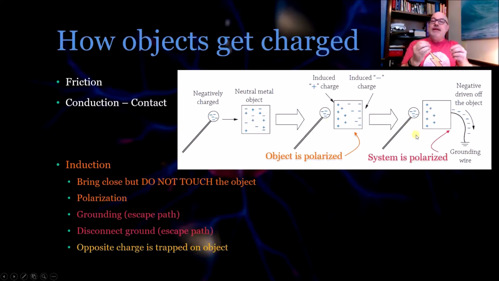So to complete the process of induction, you have to do one last thing. You have to disconnect the ground. Okay? If I disconnect this escape path, then these positives are trapped. These negatives can't come back on. And so induction is a way to charge something the opposite sign charge of what you have. So say this is negative. If I want to charge my hand negative, I just touch it by contact or conduction. But if I want to charge it positive, if this is negative, then I just bring it close and I go through the process of induction. And then I will force my hand to become positive.